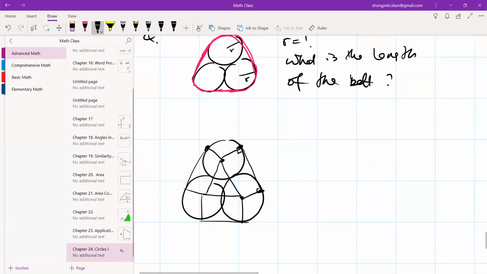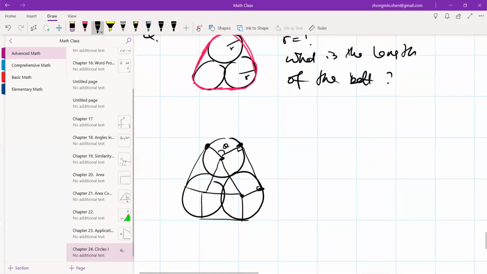So what is the angle of that? Theta. In radians. But I know this is going to be 60 degrees. 60 degree will be what? 60 degree, right? This is equilateral triangle. Here's 90 degree. 90 degree.